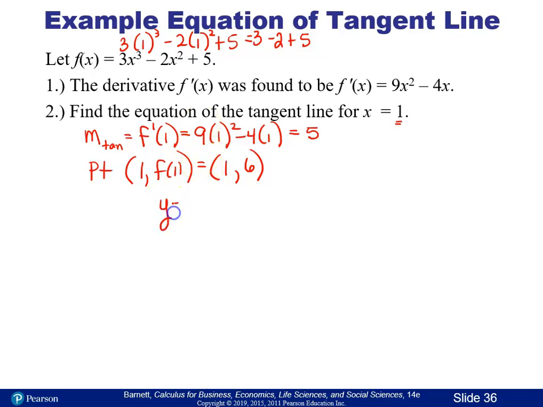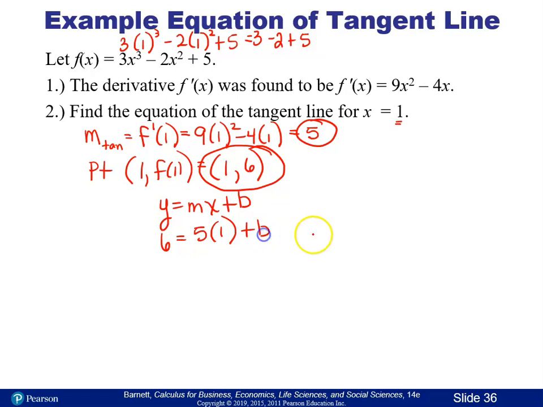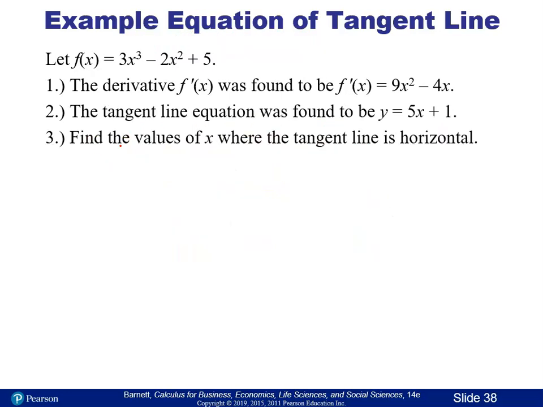All right, so we're going to do y equals mx plus b to finish this up, since we have the slope and we have the point. So 6 is equal to m, which is 5, times x, which is 1. We don't know the b, so I'll subtract the 5 from both sides and get b equals 1. So we'll have y equals 5x plus 1.